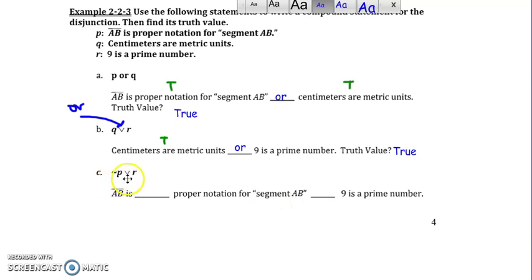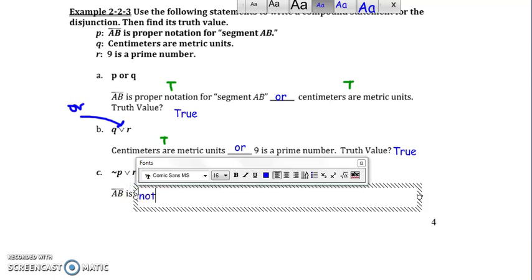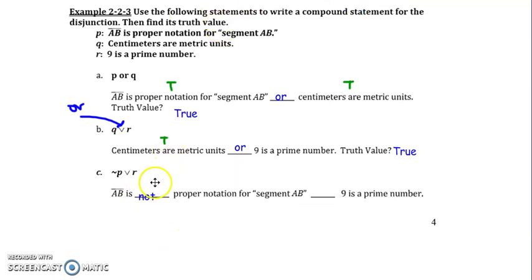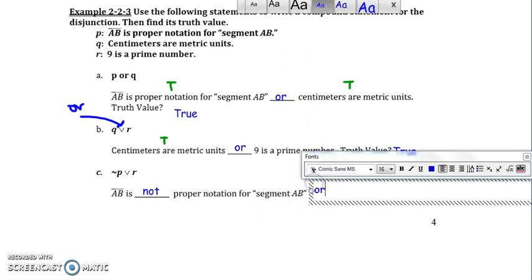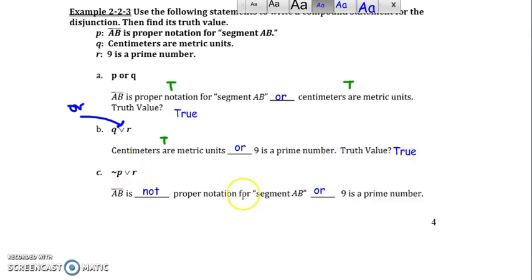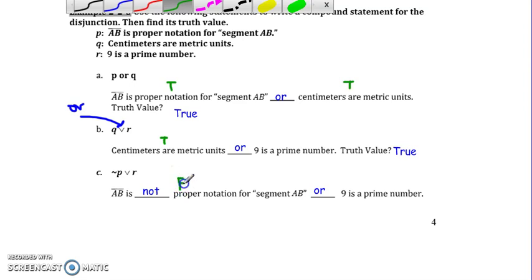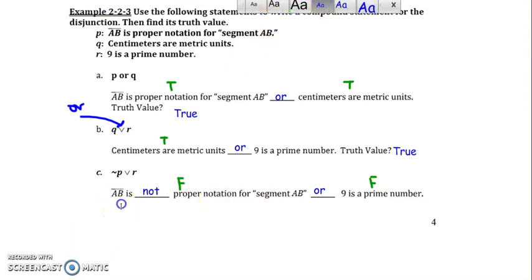So not P or R. So AB is not proper notation for segment AB. And then we need to add our word "or", since that's what is in between here. Or 9 is a prime number. So this is false, because we already talked about that it is proper notation, and this is false. So when they're both false, it is false on that one.